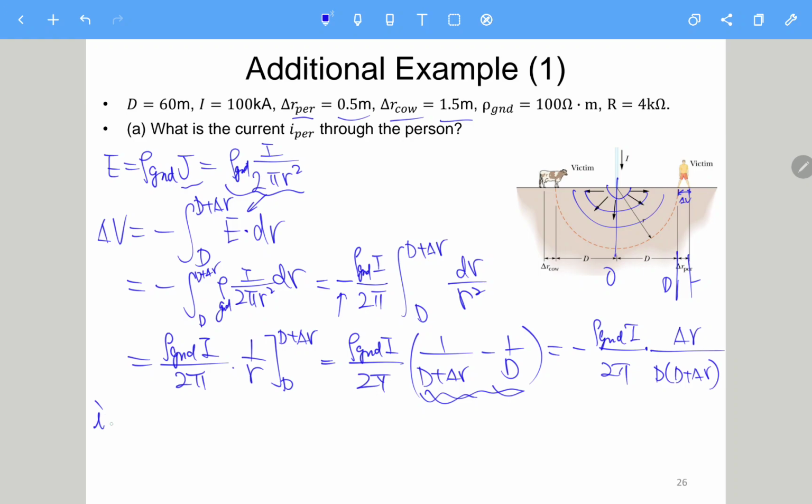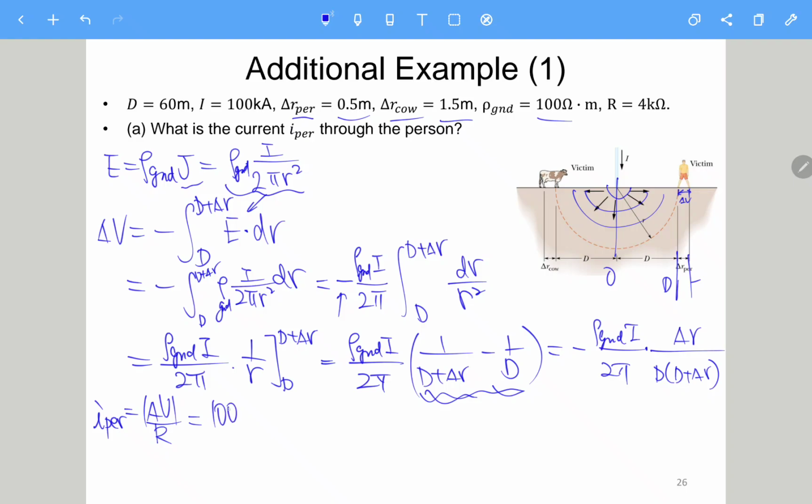So for the R pearl, we just need to plug in the corresponding number. So rho ground is 100 ohm meter. So this is 100. And here we only consider delta V over R, then it is okay. So delta V will be, we just ignore the minus sign.